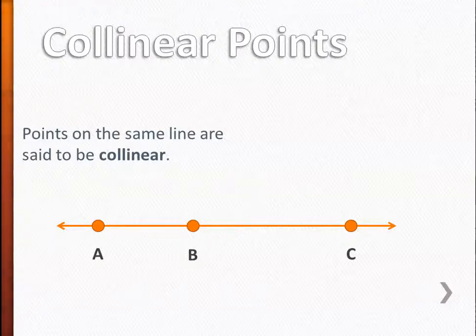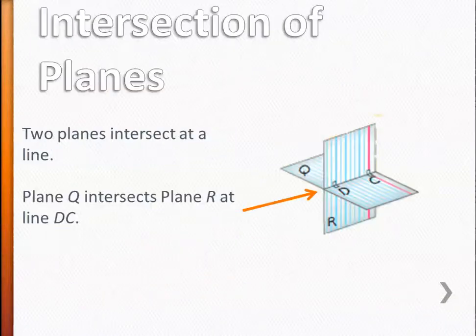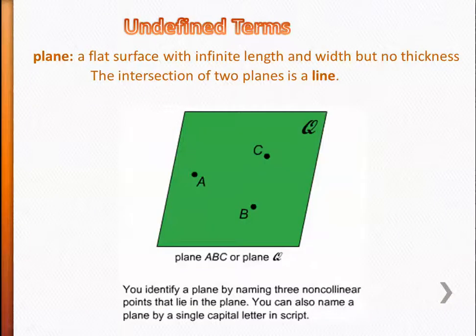Points on the same line are said to be collinear. So points A, B, and C are collinear. So in this, I was going to show you right quick. Here, A, B, and C are not collinear, just so you get an idea, because they aren't lying on the same line.